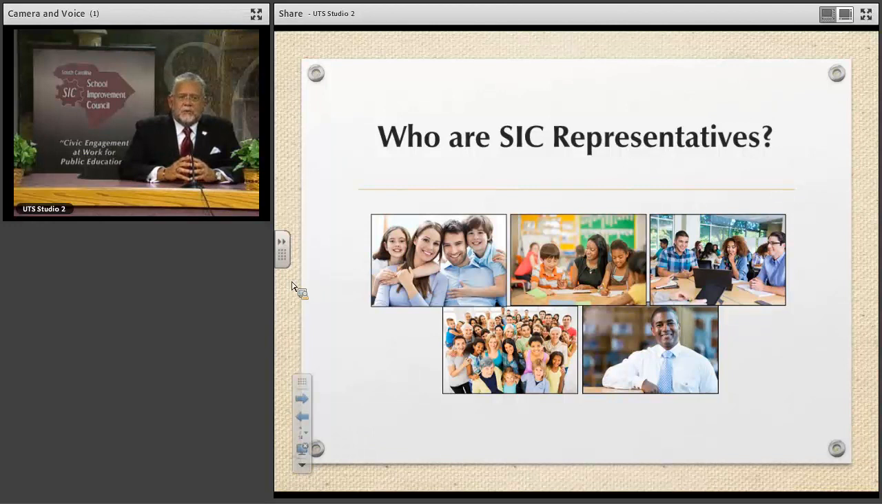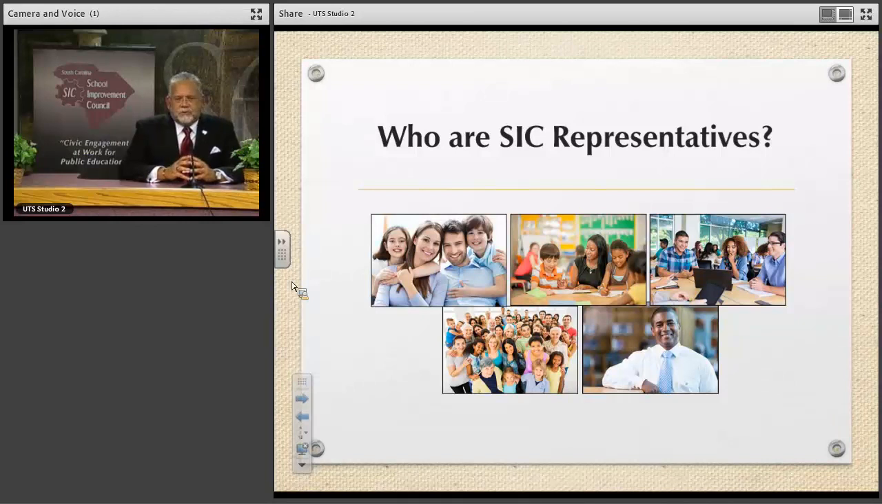The second stakeholder group represented on an SIC is teachers. Any teacher who is currently assigned to a school is eligible to be a teacher representative. Assistant principals or school staff should not be used to fill in these positions. If an SIC wants additional types of school personnel represented on their council, it can create ex-officio positions for them. And we'll talk about how to do that a little bit later in this training.